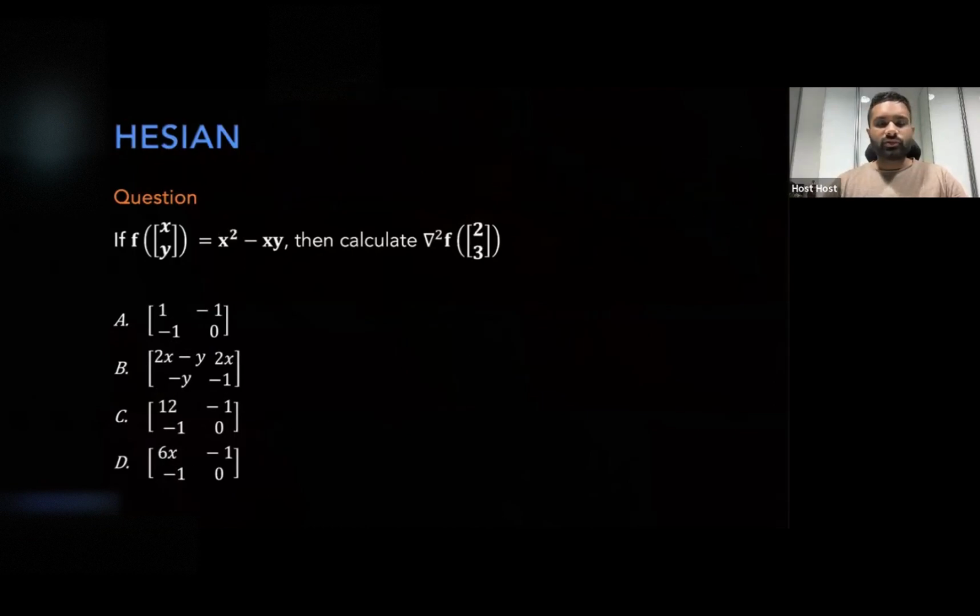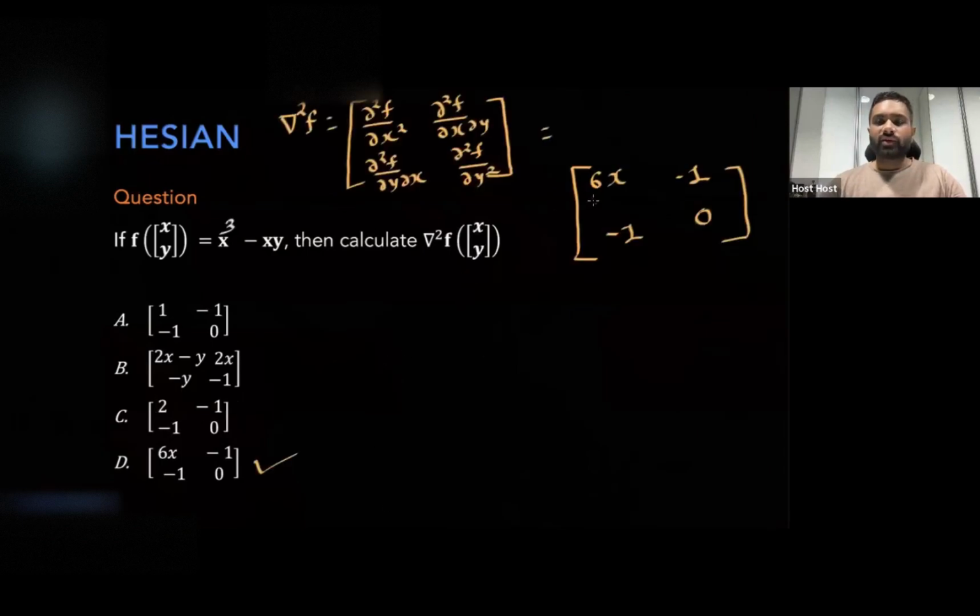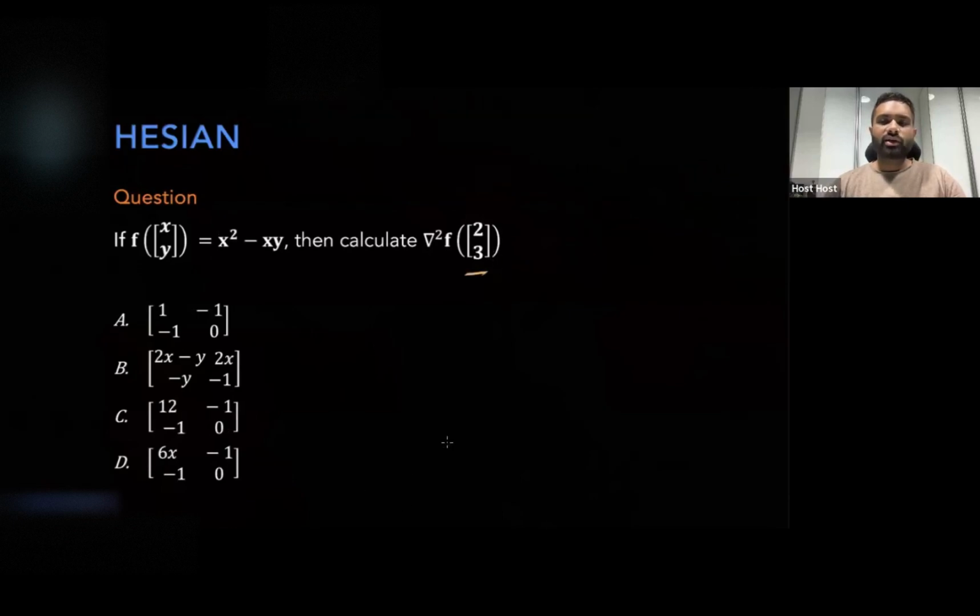Okay, so let's do one more thing just for more clarity. If I evaluate this Hessian at the point 2, 3, then what will I get? So here every entry was changing with respect to x. x was considered as a variable in this function. But if I evaluate this particular function at a certain point, what will I get?